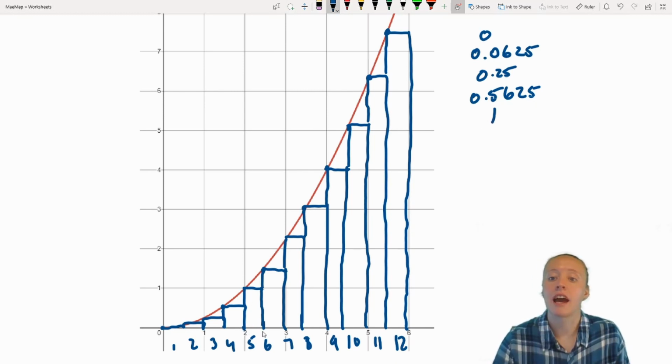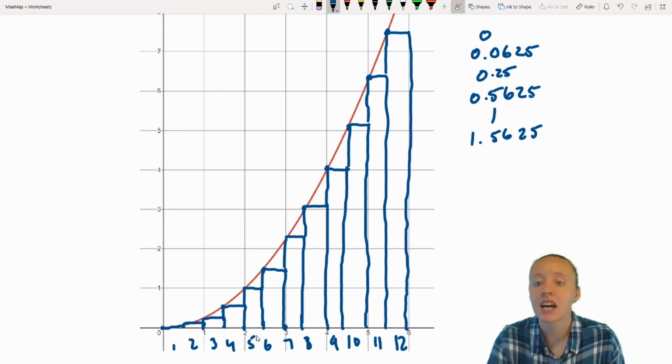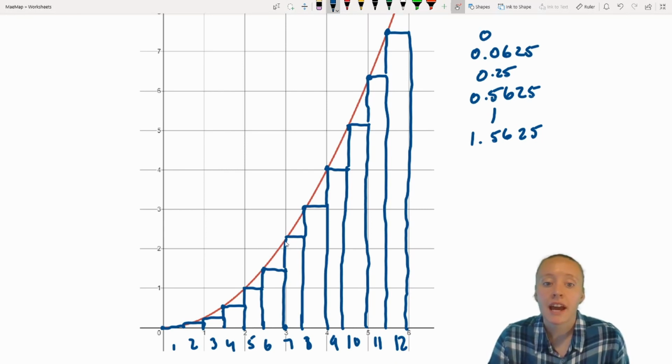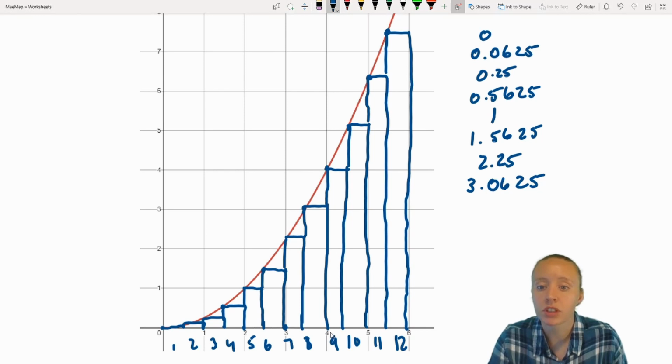And then at 5/2, that's going to be 1.5625. And then now moving on to 3. Remember that was 9/4, so that's going to have a height of approximately 2.25. Then moving on to 3.5 or 7/2, that was a height of 3.0625. And then moving on to 4, that was a height of 4.